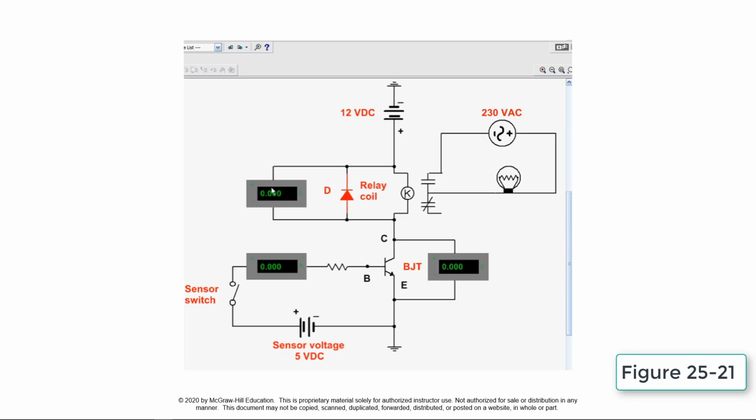Inductive loads such as the coils of relays and solenoids produce a high transient voltage at turnoff. The diode is connected in reverse bias to suppress the reverse polarity counter voltage when the coil goes from the on to off state from becoming high enough to damage the transistor. The simulation is turned on to observe the switching action of the transistor.